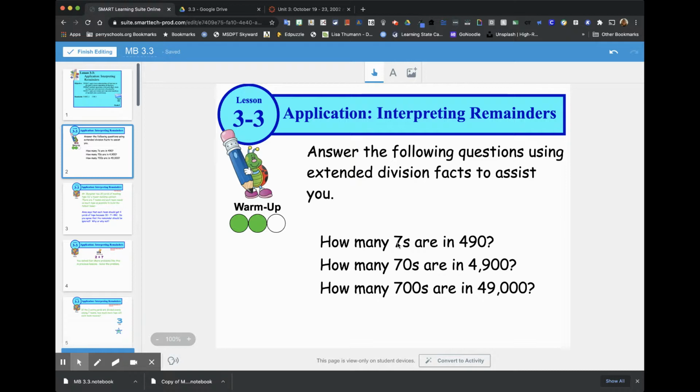Okay, so we know that there are 7 7s in 49, so there should be 70 7s in 490. So there should be 70 70s in 4,900. And then there should be 70 700s. Let's go ahead and write this one out. 7 and 7 is 49, and then we add 1, 2, 3 zeros, giving us 49,000. Again, this is just to warm you up. It should be a review.